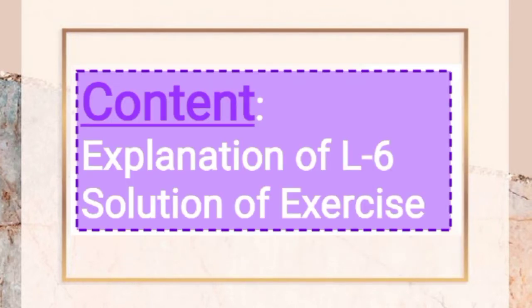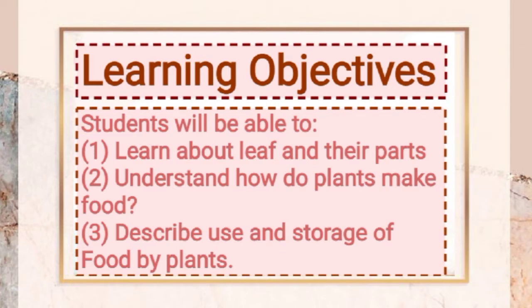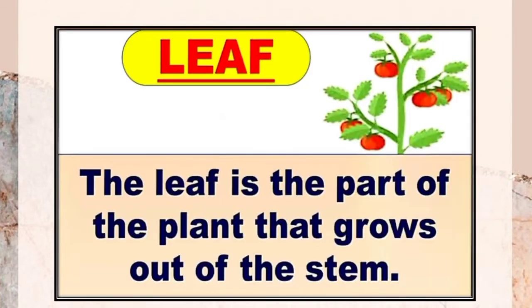Today we will understand lesson 6 and will solve the exercise of lesson 6. This lesson will help you to learn about leaf and their parts, to understand how plants make food, and to describe uses and storage of food by plants. We will study about the green plants. So this is session 1 about the green plant, in which you will learn about leaf, right? So we will start with this session now.